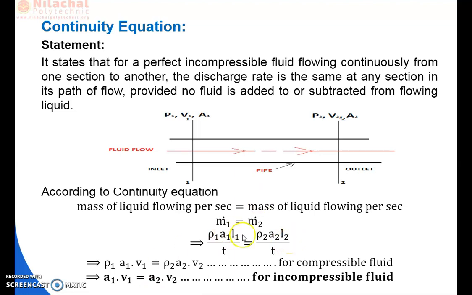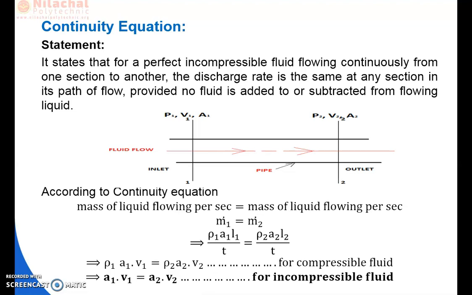The mass of liquid flowing per second at inlet is rho 1 A1 L1 by T, equal to the mass of liquid flowing per second at outlet, rho 2 A2 L2 by T. We know that L1 by T is the velocity at inlet and L2 by T is the velocity at outlet. Now the expression reduces to rho 1 A1 V1 is equal to rho 2 A2 V2. So this is the continuity equation.